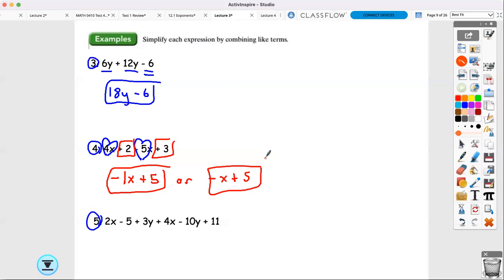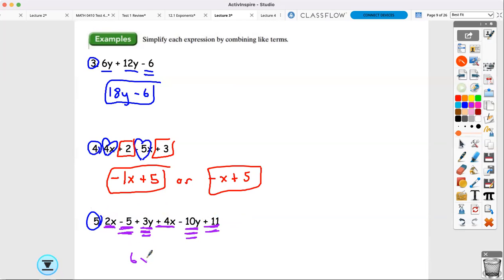Now, let's look at example 5. 2x minus 5 plus 3y plus 4x minus 10y plus 11. So I'm gonna go ahead and switch it up real quick. For all the x's, I'm gonna put 1 line. And then 2 lines for my constant terms. And then 3 lines for my y's. And now we combine them, class. So combine the x's with the x's. So what's 2x plus 4x?